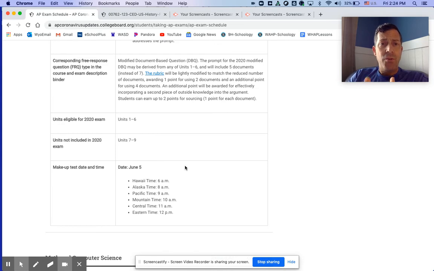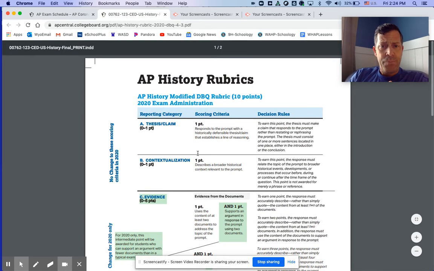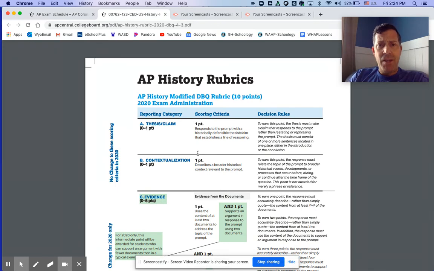And what I'd like to do now is go over the actual rubric. So here is the AP History Rubric. It's for World, US, and Euro. What I'm going to do is talk about certain things that are new and review some things that are old. So the new rubric is worth 10 points. The old one was worth 7 points. So I need to talk about those nuances.